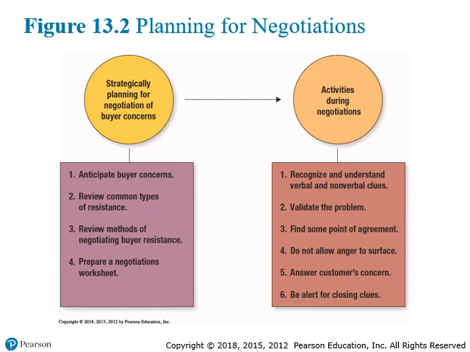You can review common types of resistance, review the methods of negotiating buyer resistance, and prepare a negotiations worksheet. And then also think about activities during negotiations. So recognize and understand verbal and nonverbal cues. Validate the problem for the customer. Find some point of agreement, and don't allow your anger or irritation to surface. Answer all of the customer's concerns and be alert for those closing cues.